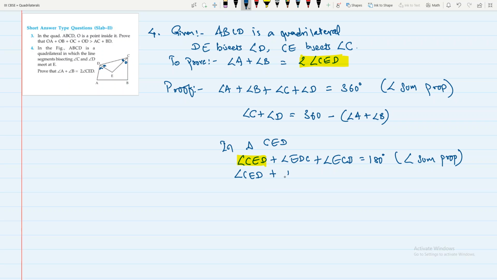Okay, if you don't understand, it is half of angle D. Angle EDC is half of the whole angle D, so instead of EDC I have written half of angle D. So tell me, what is angle ECD, Soham? It is the half of angle C. Very good, half of angle C.